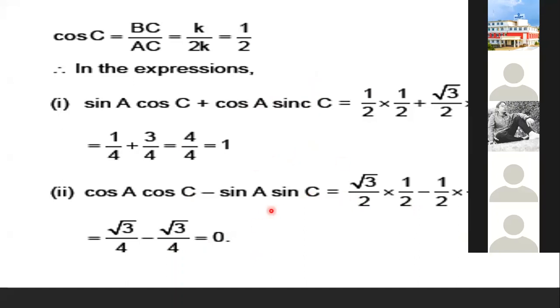Anyone have doubt in the sum, children? They gave the tan value, tan angle A. So by using that, we need to find out all three sides of the triangle. By using all three sides, we need to find sin A, cos A, sin C and cos C with respect to angle A and angle C. So that we need to apply in the first and second question, and we get the required result. Any doubt here?